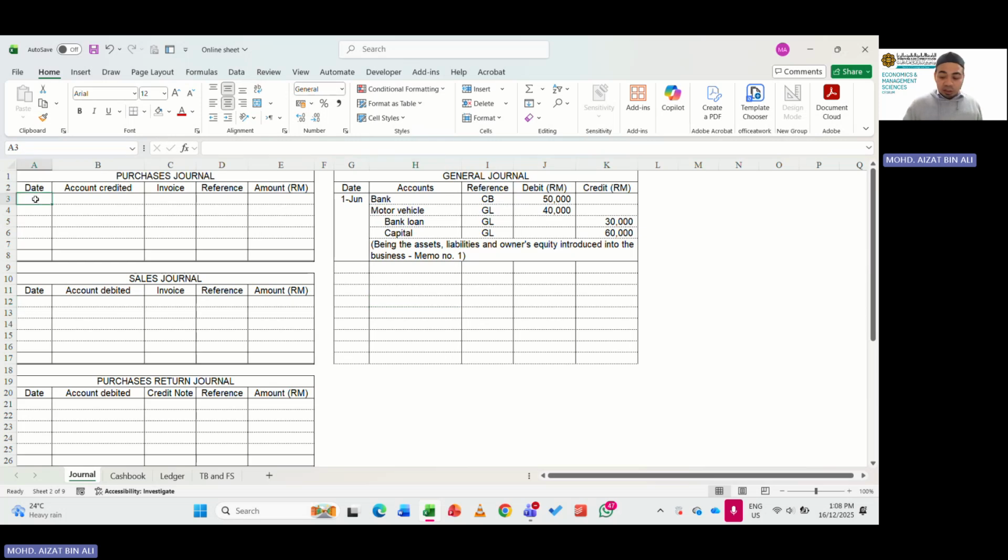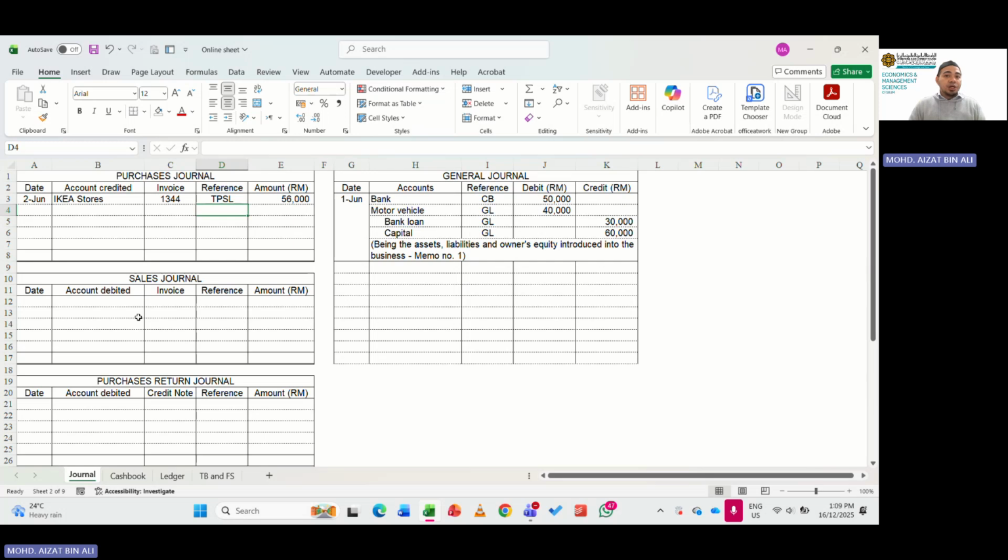So go to our purchase journal, 2nd June. The account credited will be the name of the seller, in this case IKEA stores, and invoice number 1344. For the reference, it is the location of IKEA stores in our accounts. IKEA is our trade payable, so we can find IKEA stores in the trade payable subsidiary ledger. Just write down TPSL, and write down the amount, 56,000 ringgit.